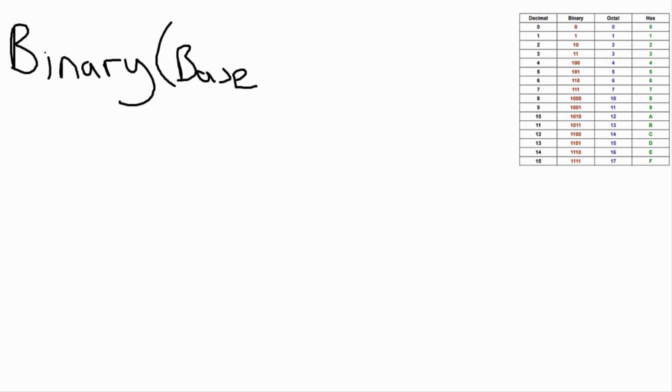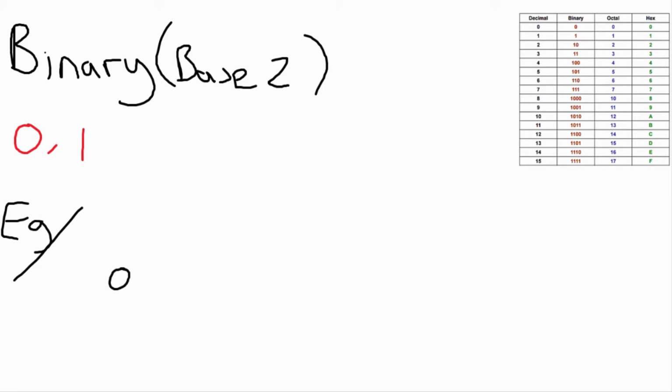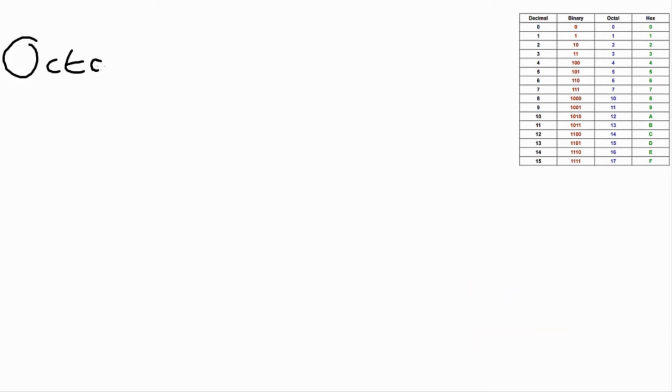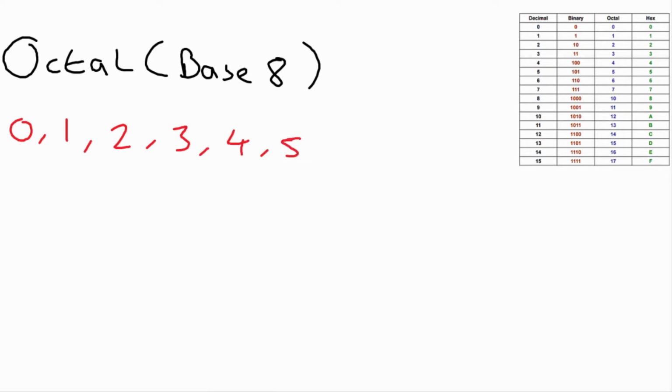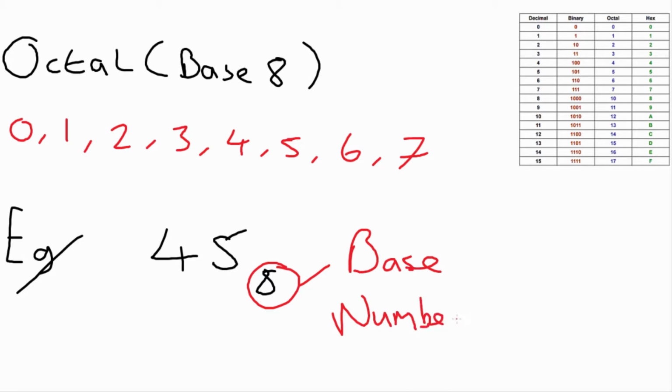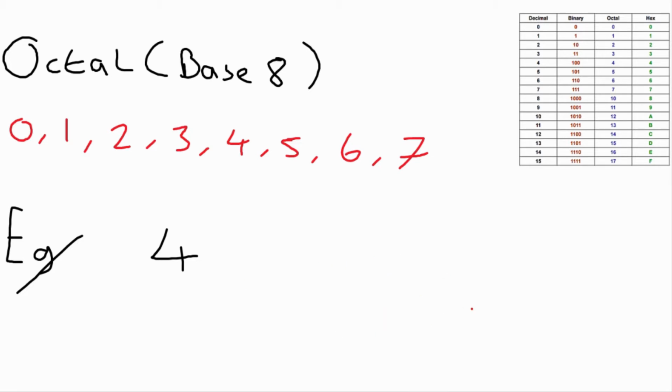Binary has a base number 2, meaning that there are only two representable numbers, which are 0 and 1. The logic from decimal numbers is transferable to binary as shown in the table on the top right hand side of the screen. Octal has a base number of 8. This means that there are only 8 representable numbers which range from 0 to 7. In this example, 45 is in base 8, meaning it is an octal number. If you follow the pattern in the table, you can see that 45 in base 8 is equivalent to 37 in base 10.